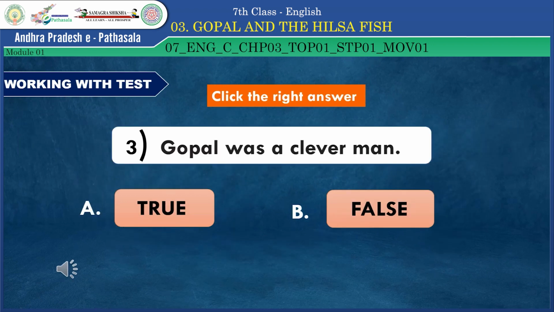Question number 3. Gopal was a clever man. Option A, true. Option B, false. Click the right answer. If you are wrong, try again. Well done. Now a puzzle is waiting for you.